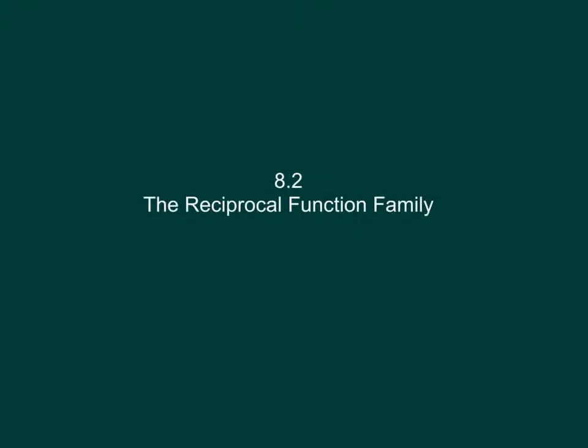Section 8.2, the reciprocal function family. Yesterday, we talked about inverse variation that had the general form y equals k over x. The reciprocal function family is going to have the form y equals a over x minus h plus k.